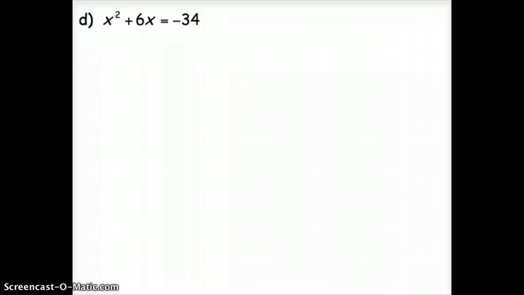Okay, one more, let's try. x squared plus 6x equals negative 34. So I'm going to start off. I have my constant on my right, so I like that. So this would be (x plus 3) times (x plus 3). So notice when I multiply that out, that would have had to add a 9 to that side. So I'm going to add 9 to the other side.